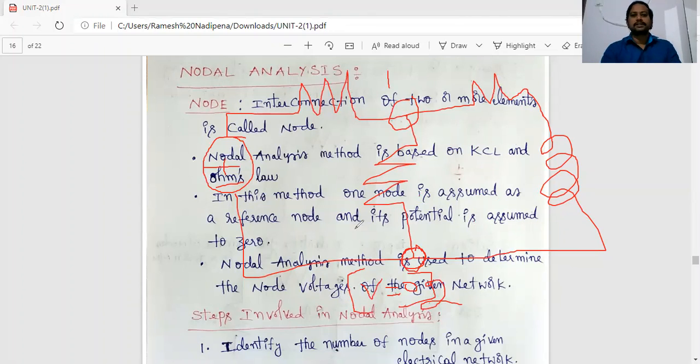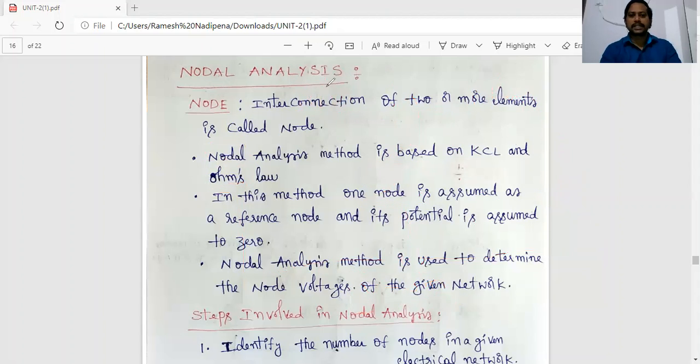Now, can I repeat all the points? Node definition: interconnection of two or more elements is called node. Nodes are classified into two types. First one is simple node, second one is principal node. Simple node means interconnection of two elements. Principal node means interconnection of more than two elements. This method is based on Kirchhoff's current law and Ohm's law.